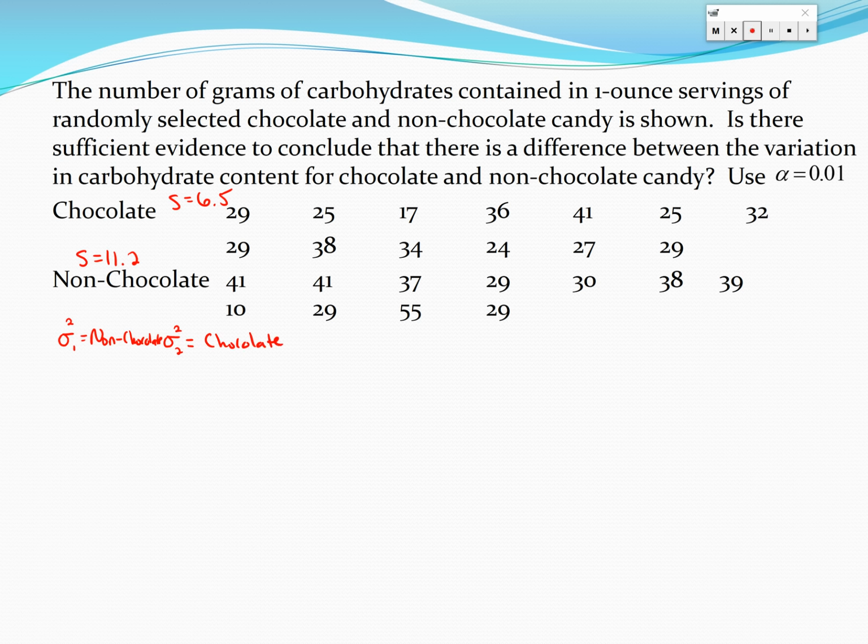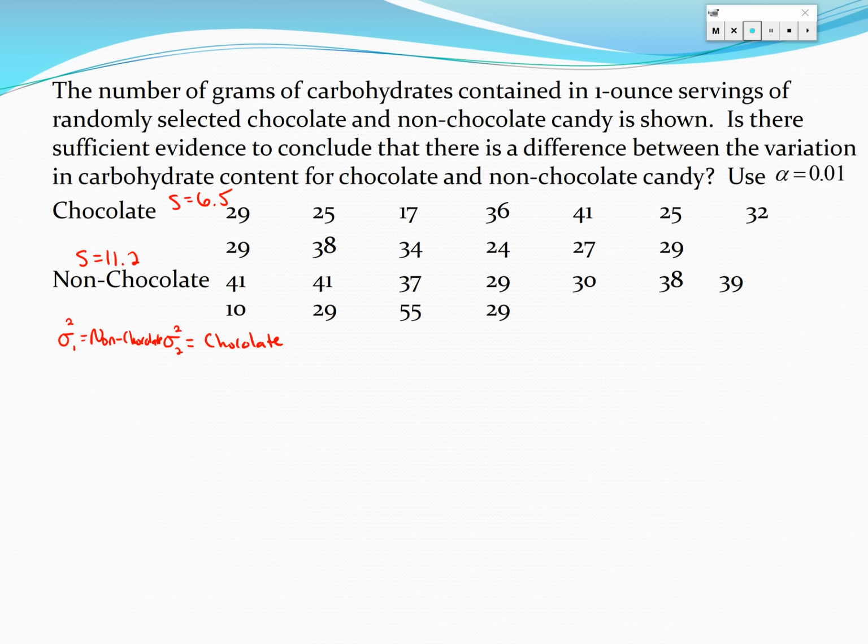Again, the only reason why I like to do that is so it helps me make sure that I put the right value in my numerator for my F-test value, and that I'm also using the correct degrees of freedom, the correct sample size, for when I find my critical values using Table H.